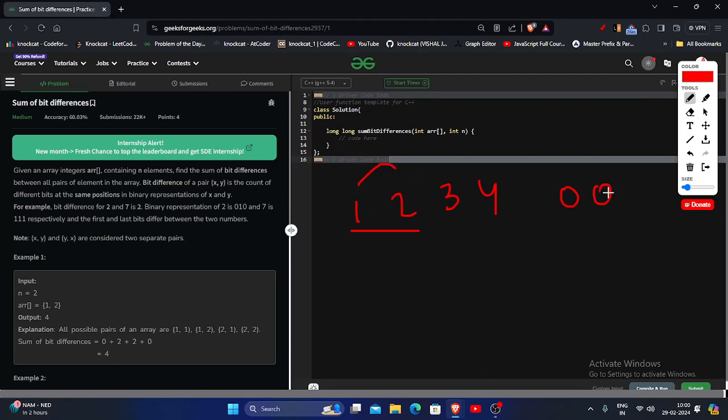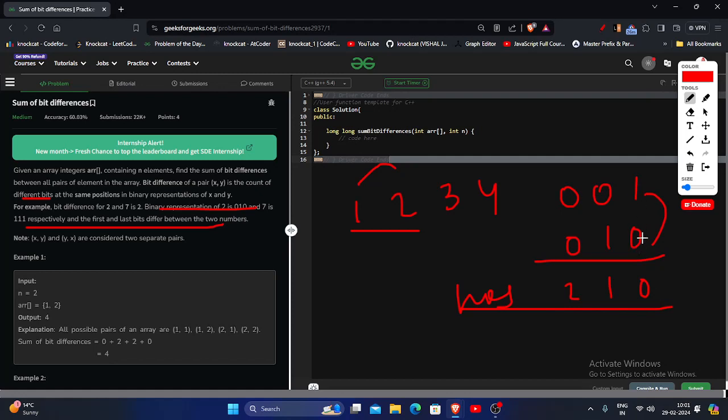For 1, the binary representation is 0, 0, 1, and for 2 it is 0, 1, 0. The bit difference is defined as the count of different bits at the same positions. At position 0, you will clearly see there is a difference in bits, so this will count. Here also there is a difference in bit count. So we have another pair. Here both bits are the same, so we don't have any different bits.